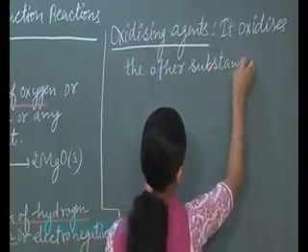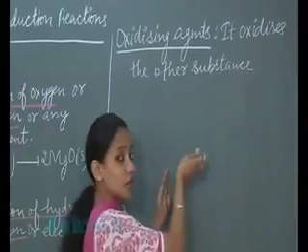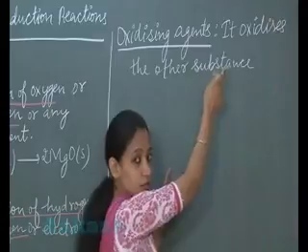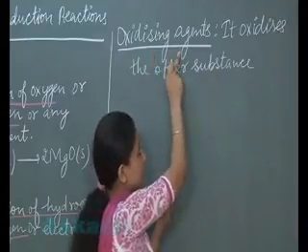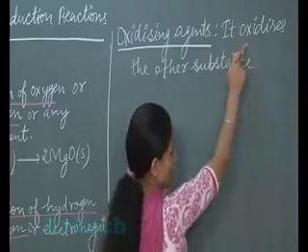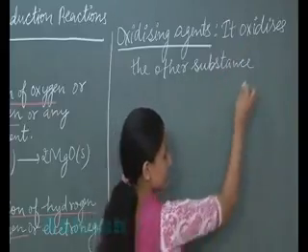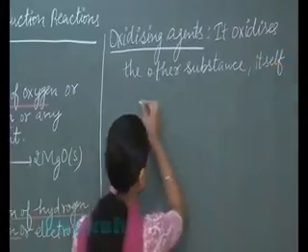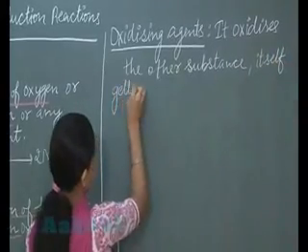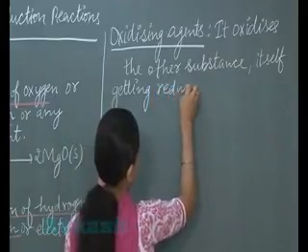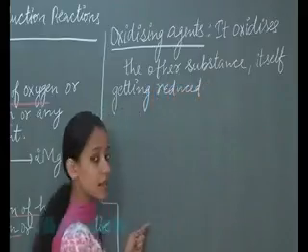Students, when it will oxidize the other substance, it will actually get reduced. So oxidizing agent works for the other substance. When it is oxidizing agent, it means that it is oxidizing the other substance. So it oxidizes the other substance, itself getting reduced. So this is what is oxidizing agent.